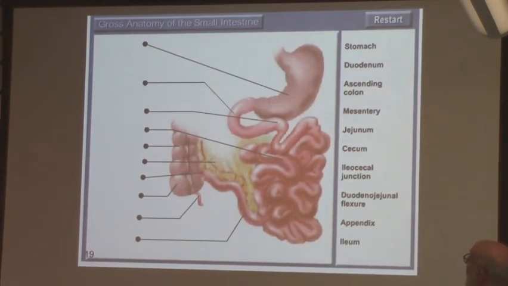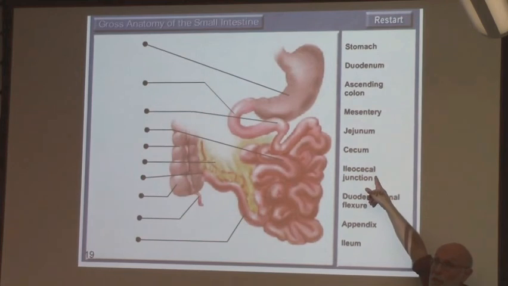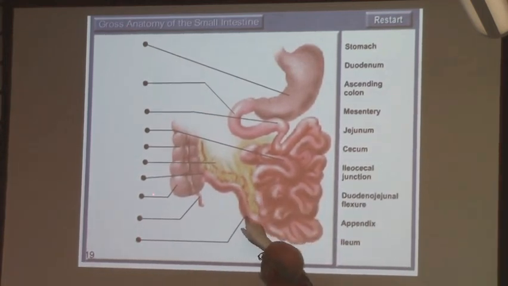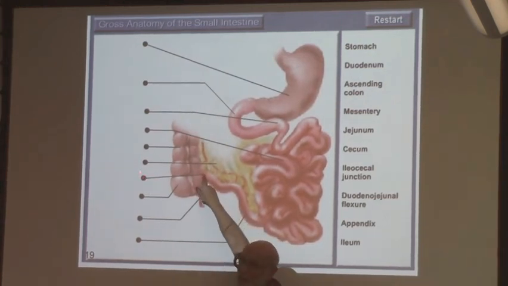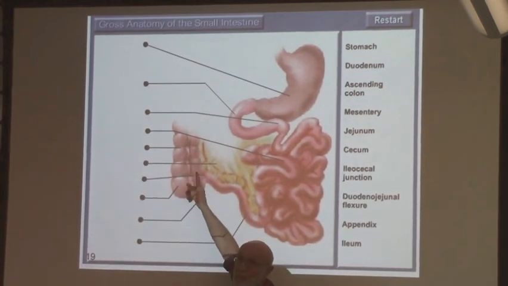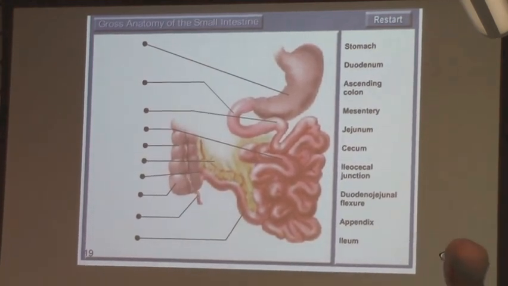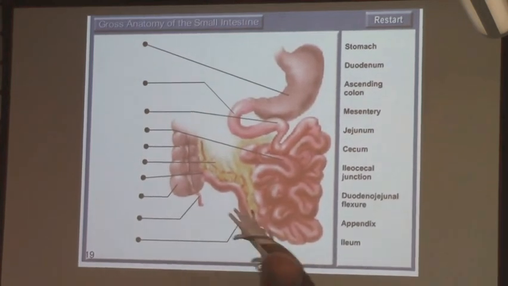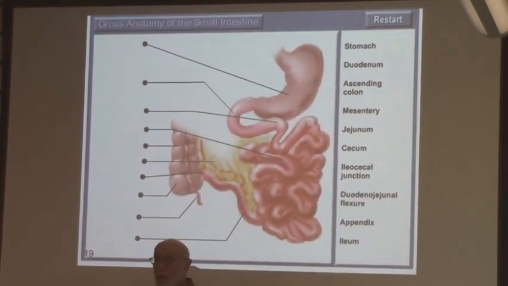But I would test you on the ileocecal junction. Matt, point to the ileocecal junction. That would be right here. This is the ileocecal junction, the joint from the ileum into the cecum. I think those are all the important ones here. Ascending colon, right? Cecum and then ascending colon.